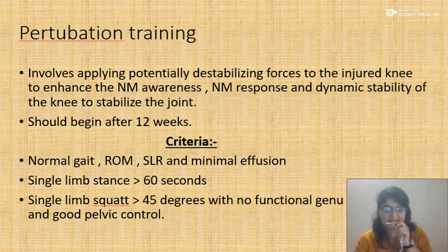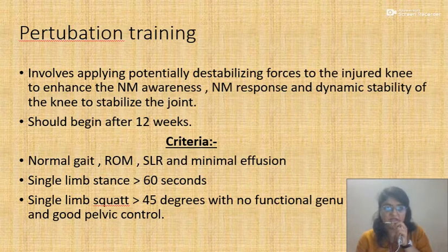So what are the criteria which the patient has to follow before we start the perturbation training? These are the three mentioned criteria which we should keep in mind before starting the perturbation training. First is normal gait, range of motion, SLR and minimal knee effusion. Second is single limb stance should be possible without support for more than 60 seconds.